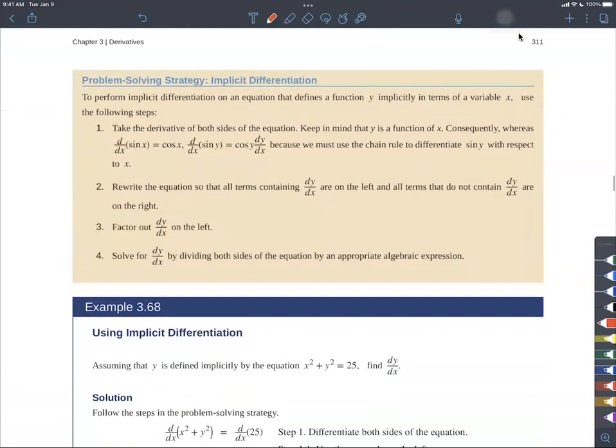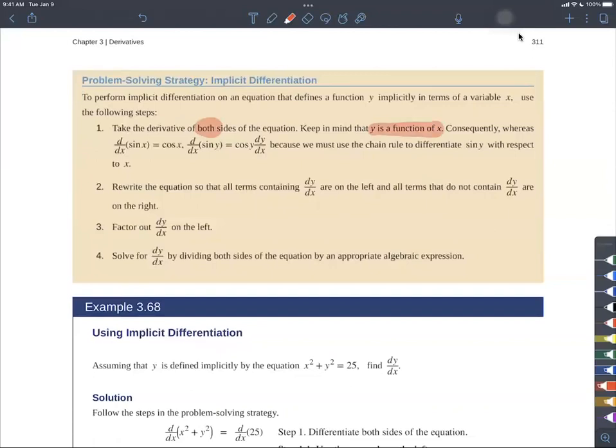So the problem-solving strategy for implicit differentiation says to perform implicit differentiation on an equation that defines a function y implicitly in terms of a variable x, use the following steps. Take the derivative of both sides of the equation. And we'll put a stress on the word both here, because a lot of people always forget to do both sides. They'll usually do one side. Keep in mind that y is a function of x.